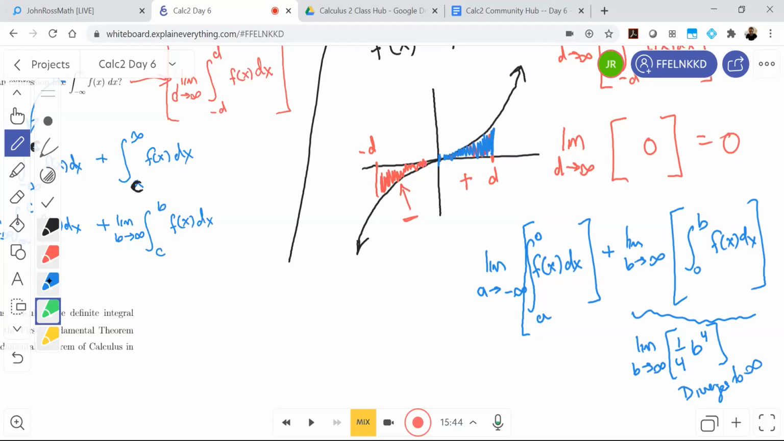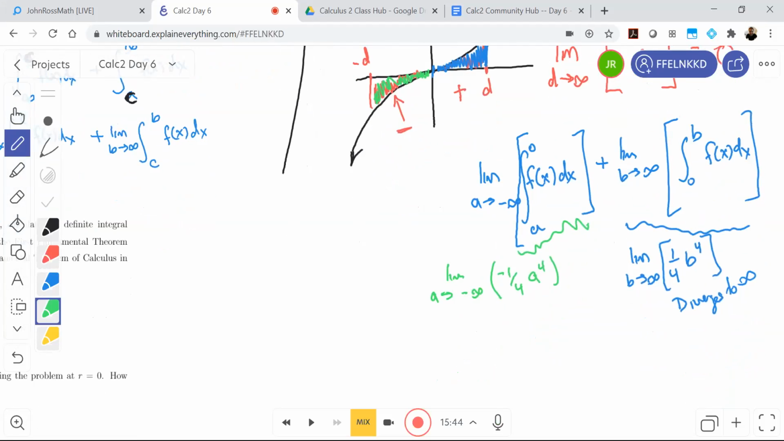While at the same time, this other piece, which I'll draw in green, is measuring this area. And that area is going to be the limit as a goes to negative infinity of negative 1/4 a to the 4th. And so that ends up giving us negative infinity as our answer. So that diverges to negative infinity. And notice I'm being careful by throwing in the word diverges here. Both of these limits diverge.